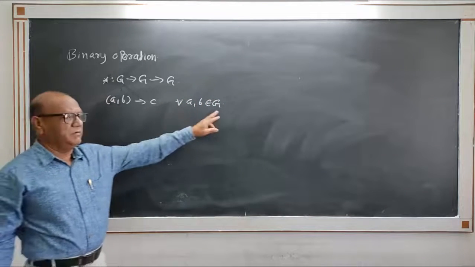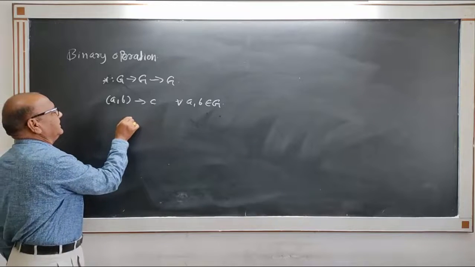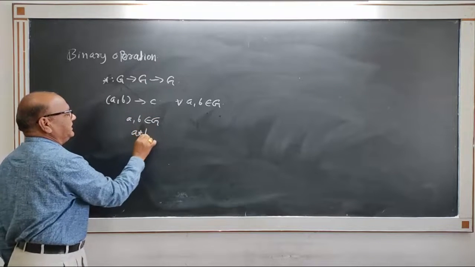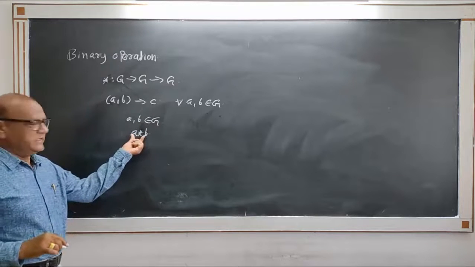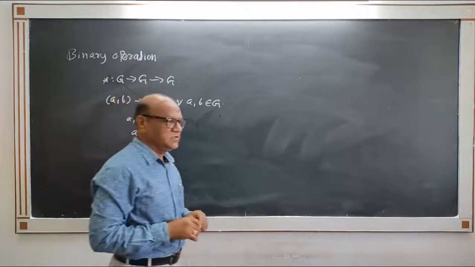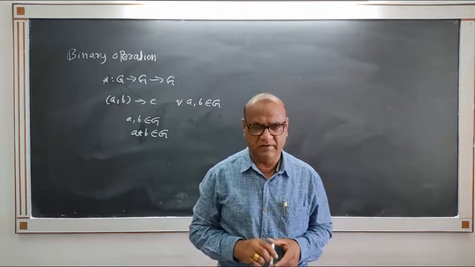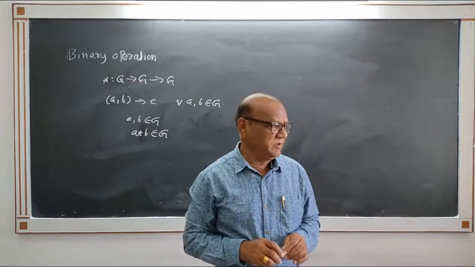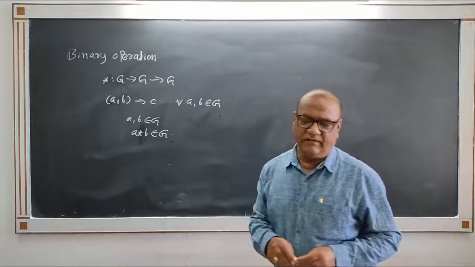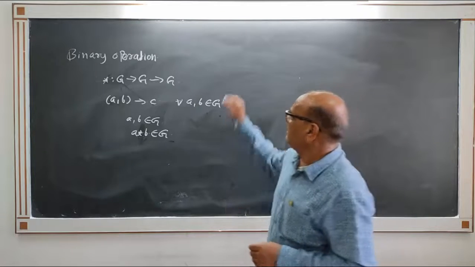Where for all A comma B belongs to G, C also belongs to G. If we take A star B, ordered pair A star B, we get again this element in G. That means closure property. In some books it is said to be closure property. Two elements from G, we operate these two elements and assign an element again in G. Now definition of group.